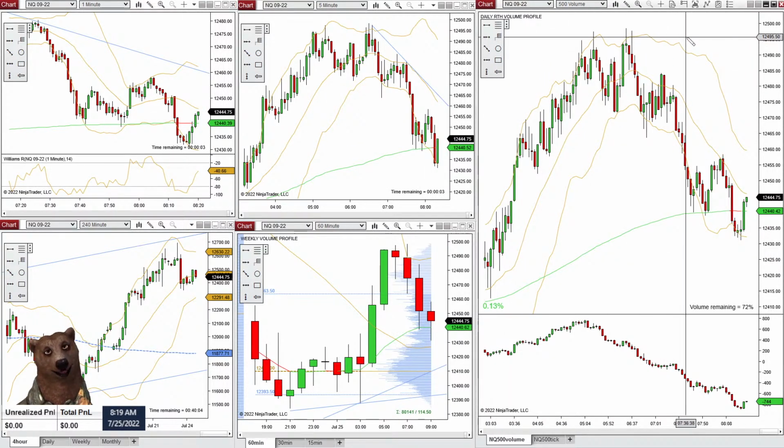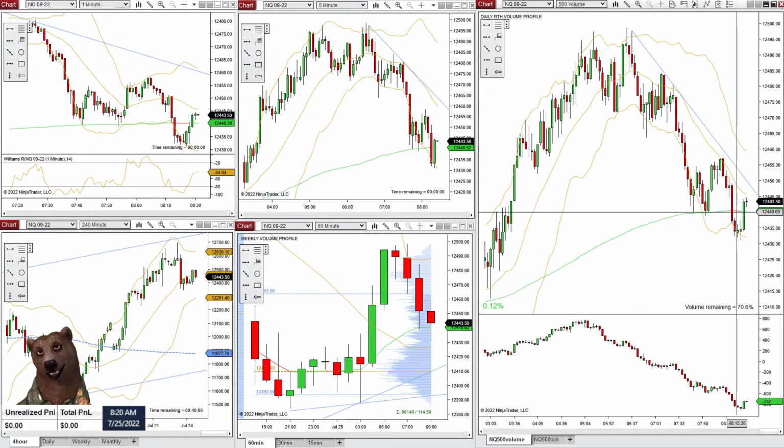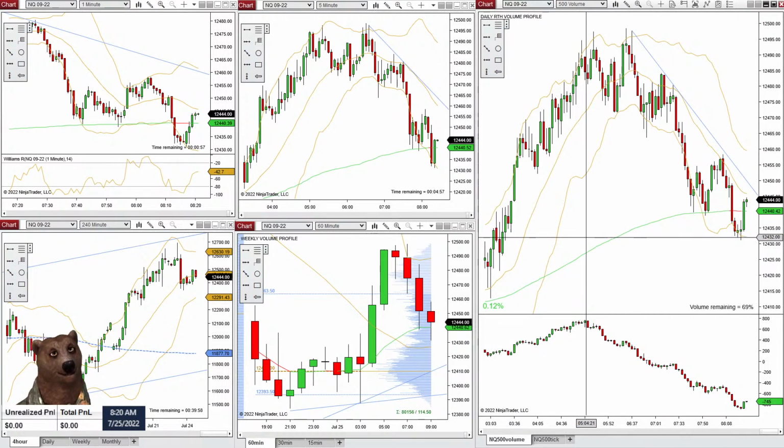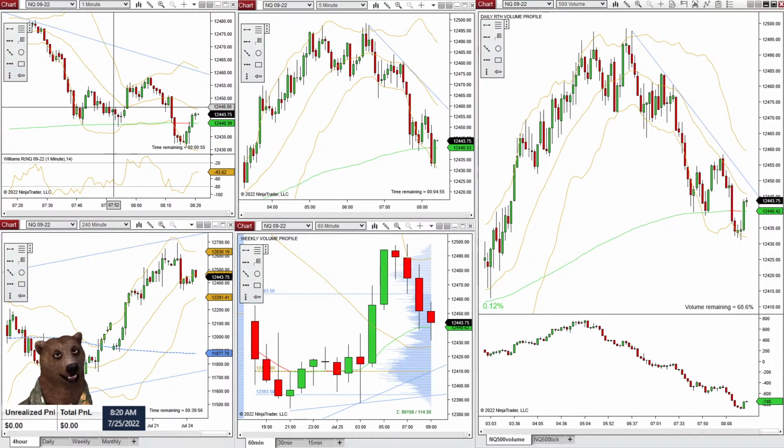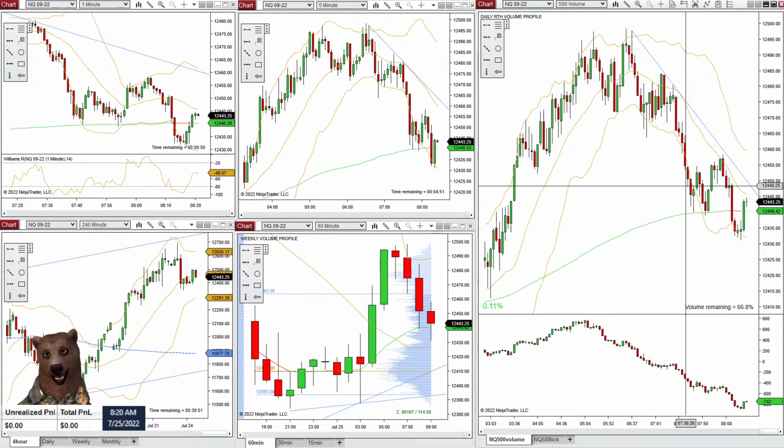Same thing with the 500 volume. And these time frames are all kind of showing the same thing, just in a different visual of it. So that's kind of how I use those three.